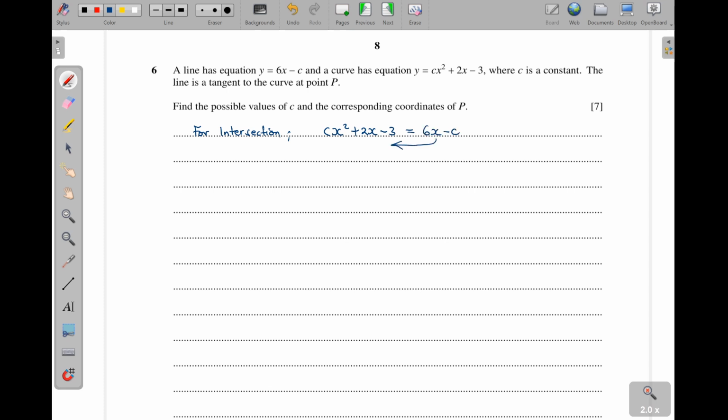Then bring everything this side to form one quadratic equation. We shall have cx squared, then 2x minus 6x, that one will give us negative 4x, and then minus 3, then plus c, which is equal to 0. Now, this is a quadratic equation we have gotten from these two.